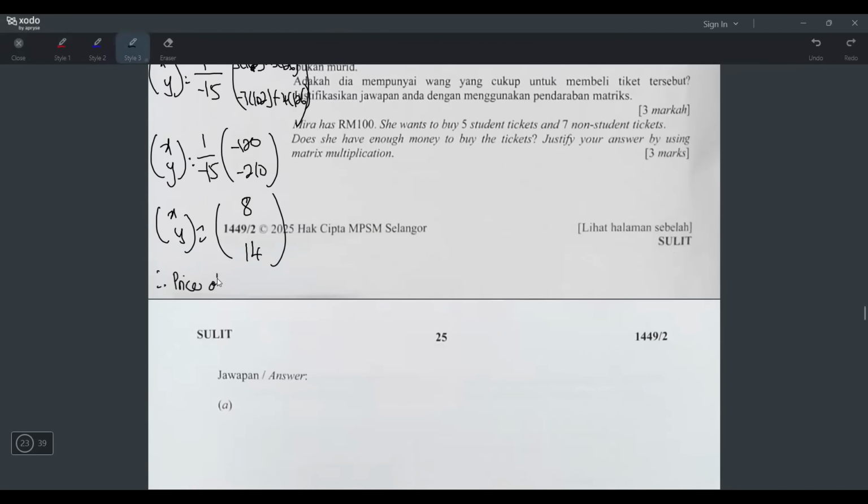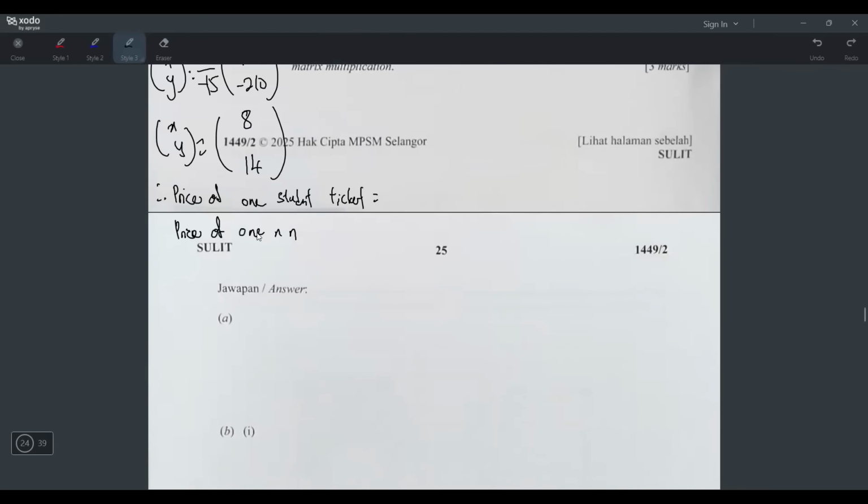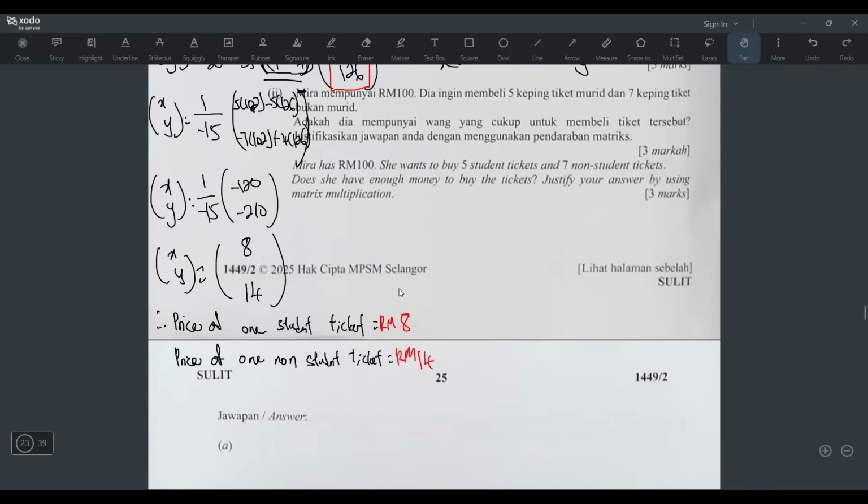Price of one student ticket equals something, and then price of one non-student ticket equals. Okay, student ticket is X, so 8. And then non-student is Y, so 14. But I have to write RM because it's price, right? So if you write like that, you should get full marks already. Okay, that's it for this question.